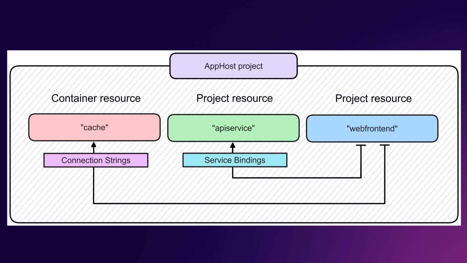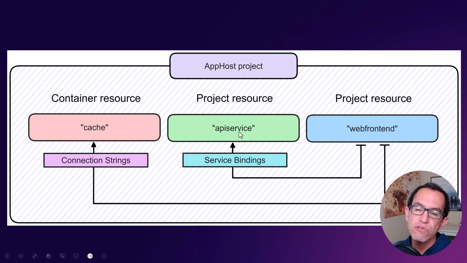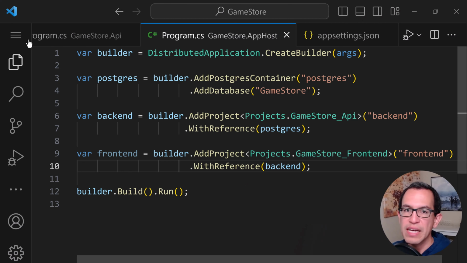So you can have an unlimited set of resources that depend on other projects in here, and you can define these relationships between them. Indeed, web frontend has been configured to also be able to talk to the API service. Also, in this example, web frontend needs a connection string to talk to the cache. In our case, it is the API service that needs a connection string to talk to the PostgreSQL database.